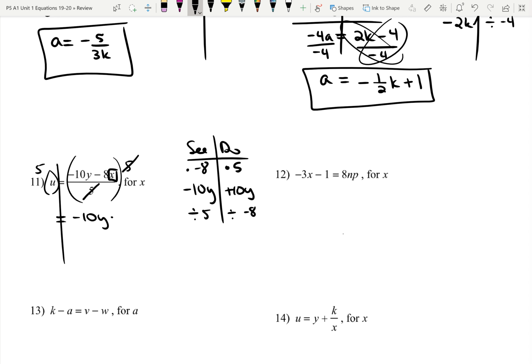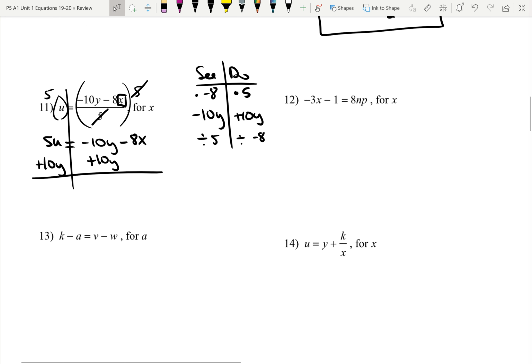We have negative 10y minus 8x. On the left, we just have 5 times u, or 5u. Next, we're supposed to add 10y, and when we do that, we see that 5u and 10y are not like terms, so they can't actually be combined. So we have 5u plus 10y is equal to negative 8x.